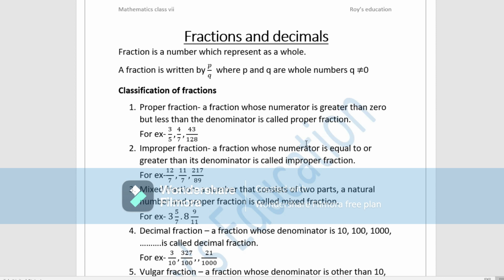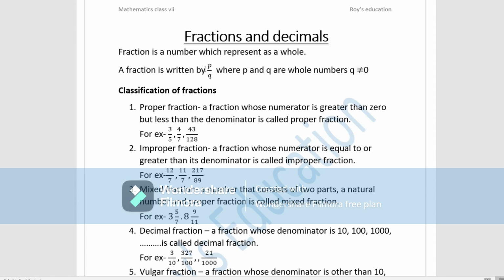So what do you mean by this word fraction? Fraction is a number which is represented as a whole. And a fraction is written as P by Q, where P and Q are both whole numbers and Q will not be equal to 0. For example, 5 by 7 is a fraction, 10 by 19 is a fraction, 20 by 100 is a fraction, provided that Q will not be equal to 0.